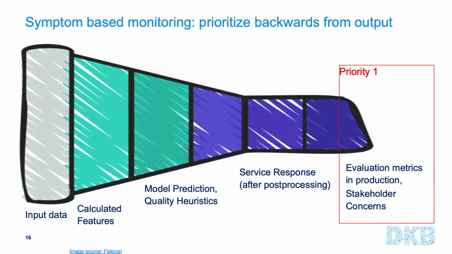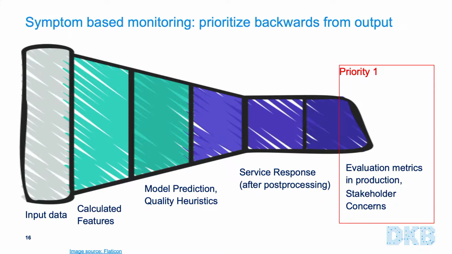Okay, so this is what I propose as a priority. We take a leaf out of the book of site reliability engineering and focus on impact-based metrics. So we work backwards from the output. Let's say the request comes in, and on the left side you see the input data, then you calculate some features, the model gives a prediction, and then maybe there are some post-processing rules and the service gives an output, and then maybe you calculate evaluation metrics in production on it.